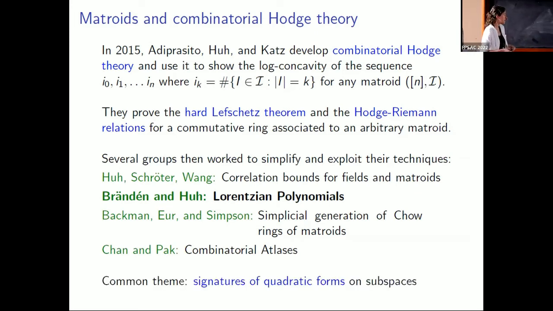And so what happened is many authors ended up converging on the same types of objects. And the common theme in all of these works were signatures of quadratic forms on certain subspaces. This is one of the most useful parts about the Hodge-Riemann relations, and shows up in the definition of Lorentzian polynomials and will secretly show up in the definition of polynomials I'm about to talk about. Any questions so far? You happy with this?